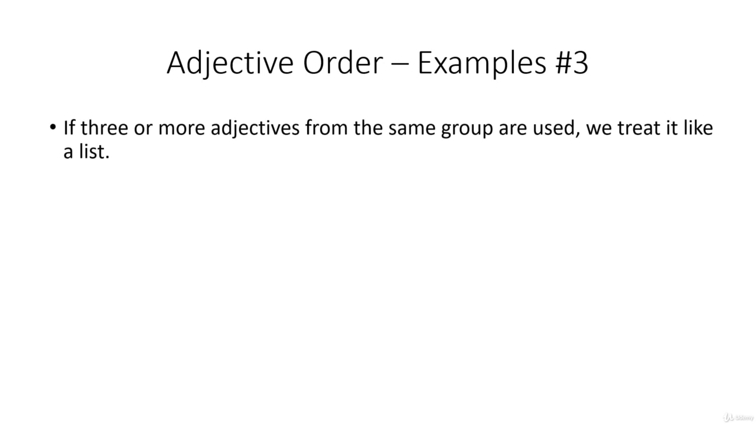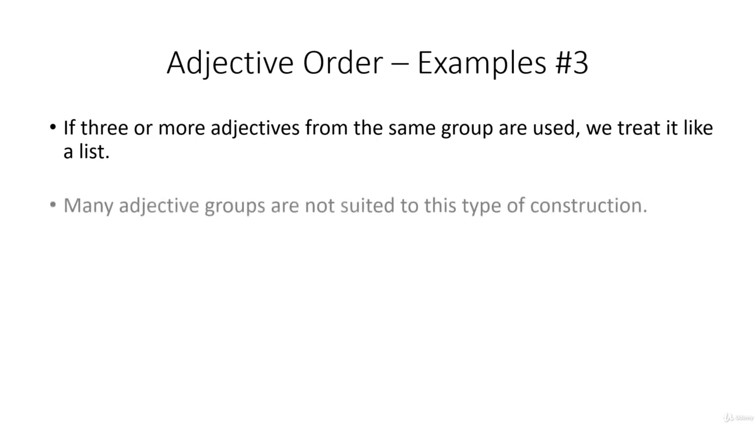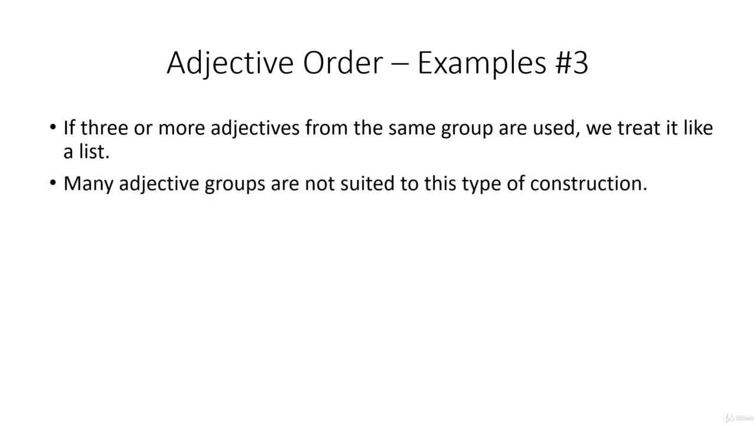Now, if we have 3 or more adjectives from the same group, we treat it almost like a list. And many adjective groups are not suited to this type of use. So if we had, say, shape, you couldn't describe something as being round and triangular and rectangular and flat. It just doesn't make sense. But groups like color and material do make sense, as we'll see.